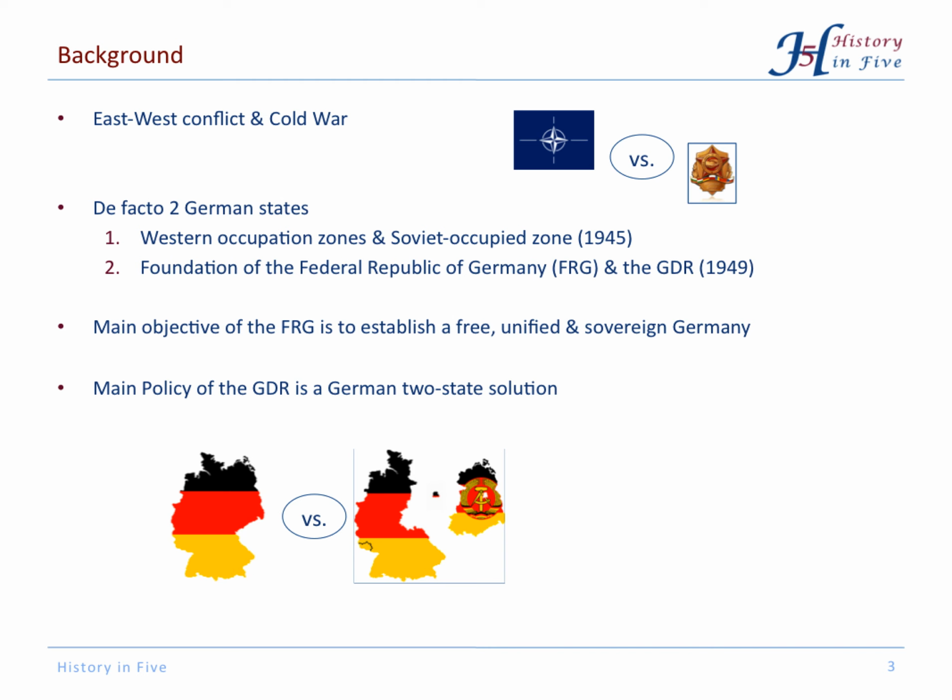The objective of the Federal Republic of Germany, West Germany, was to establish a free, unified and sovereign nation state. Whilst on the other hand, the GDR wanted the two-state solution. In their words, they wanted to secure the first socialist state on German soil.